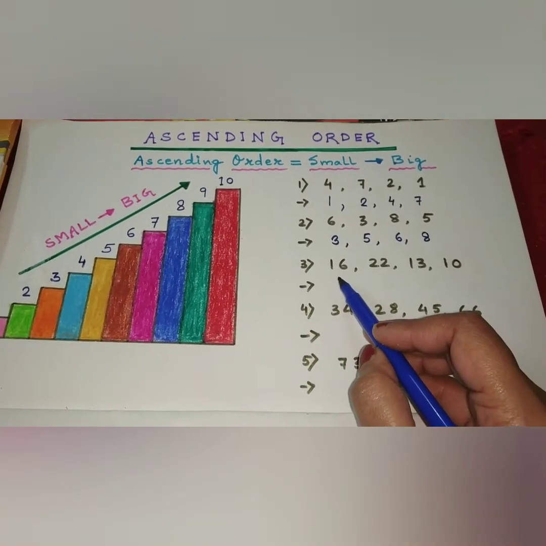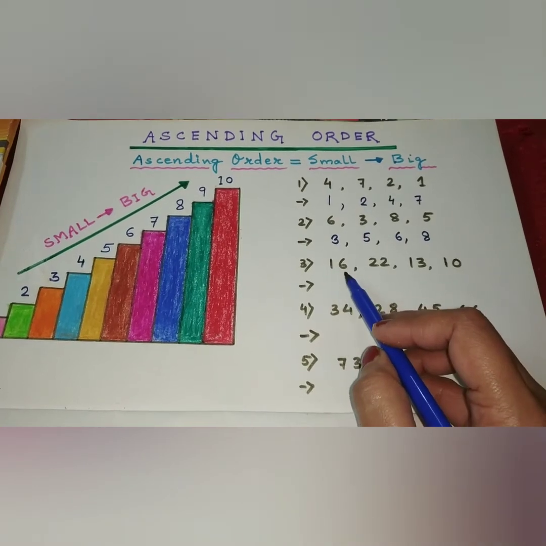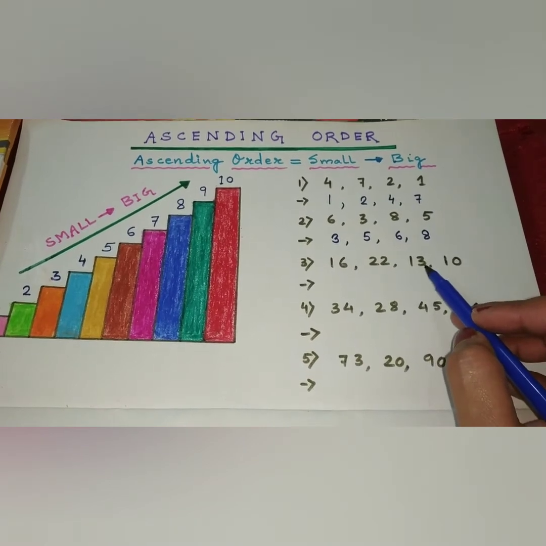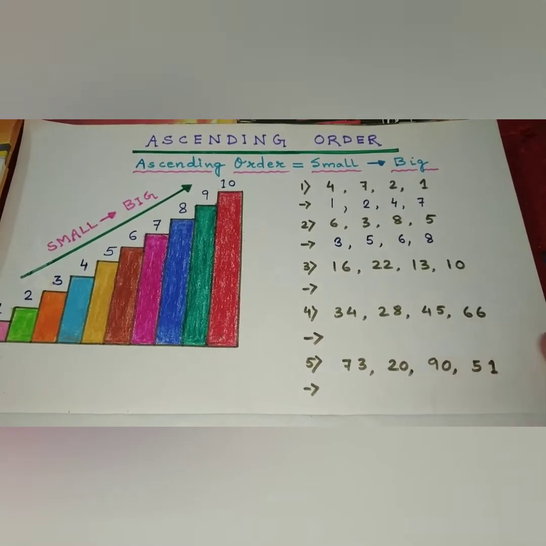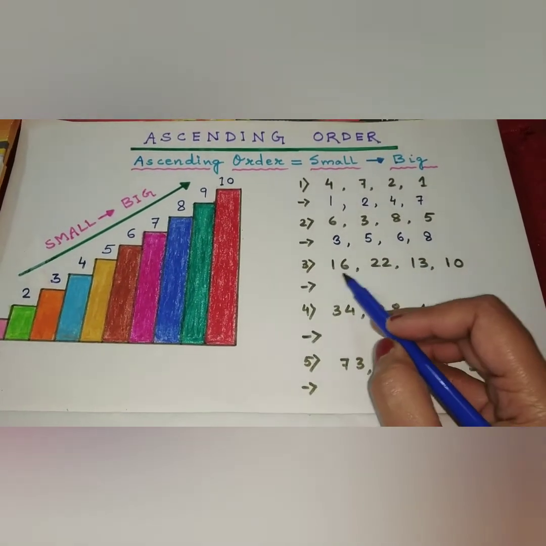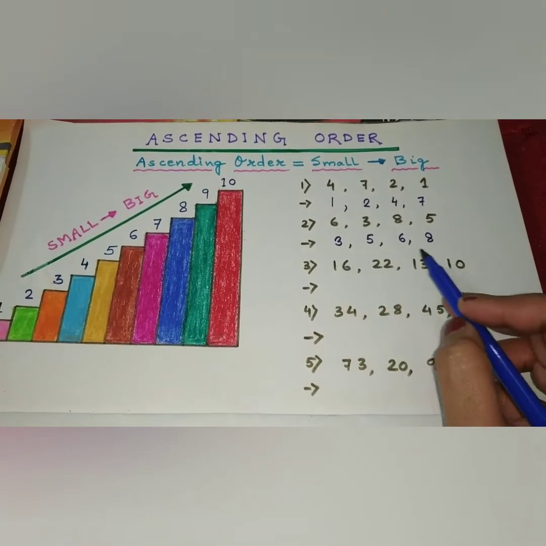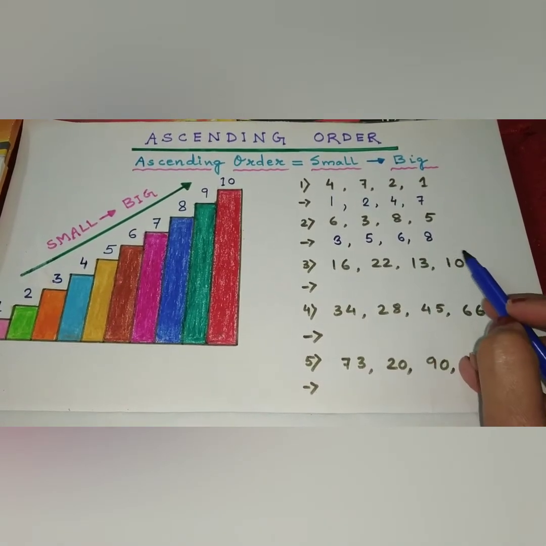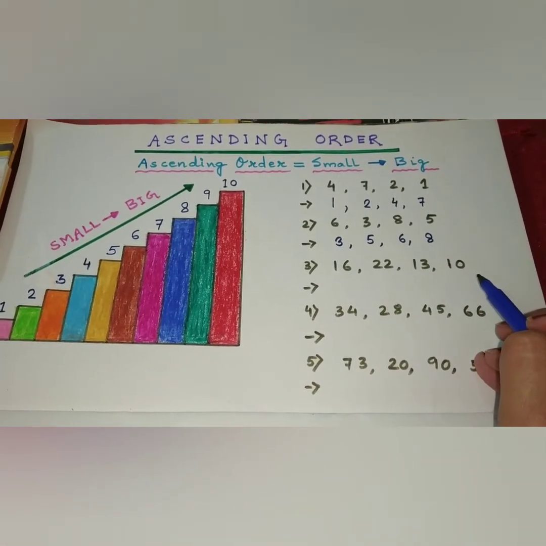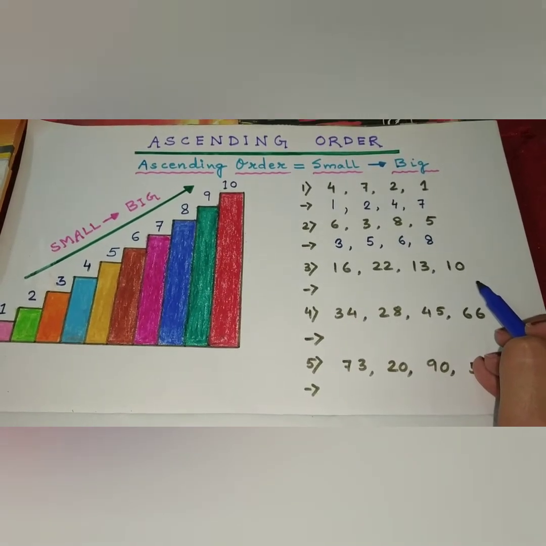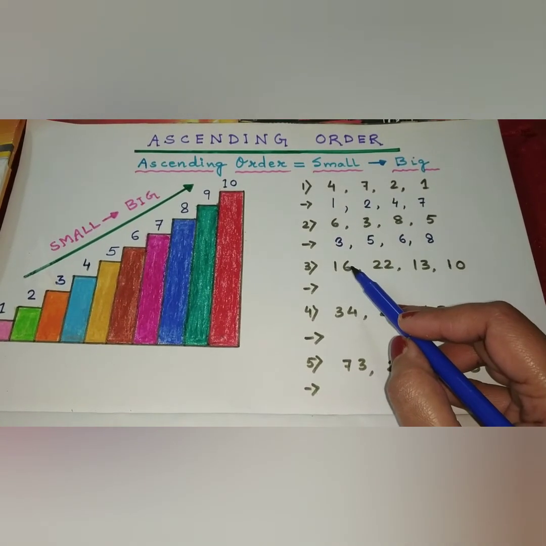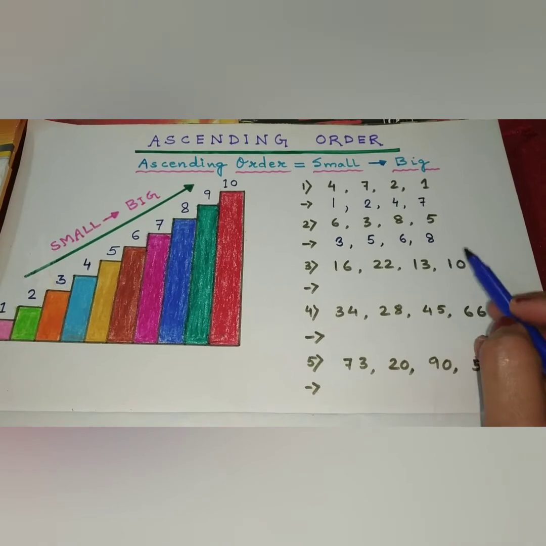Suppose in number 16, the first digit is 1 and the second digit is 6. Number 13, first digit is 1 and the second digit is 3. Number 10, first digit is 1 and the second digit is 0. So now from 16 we will take 6, from 13 we will take 3 and from 10 we will take 0. And now from this 6, 3 and 0, we will find out which is the smallest. Which number comes first? 6 in 16, 3 in 13 or 0 in 10?